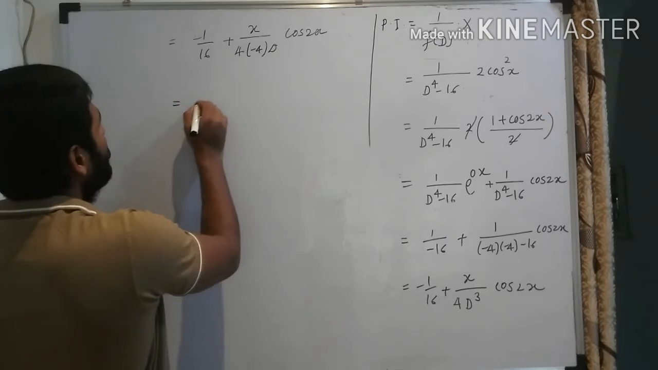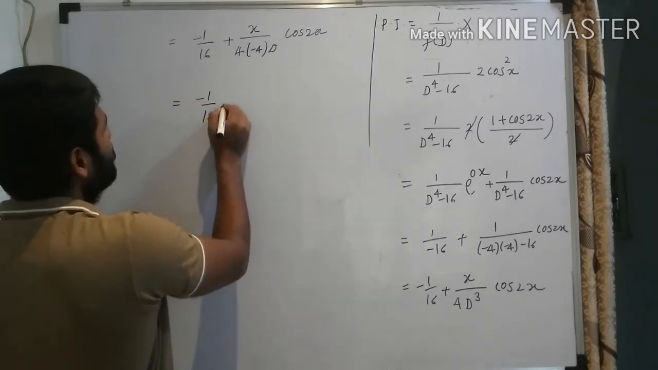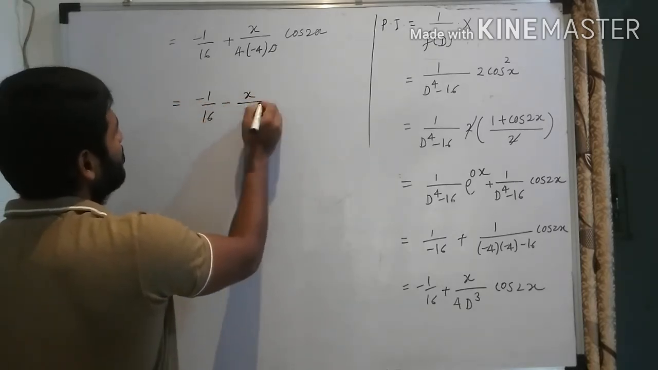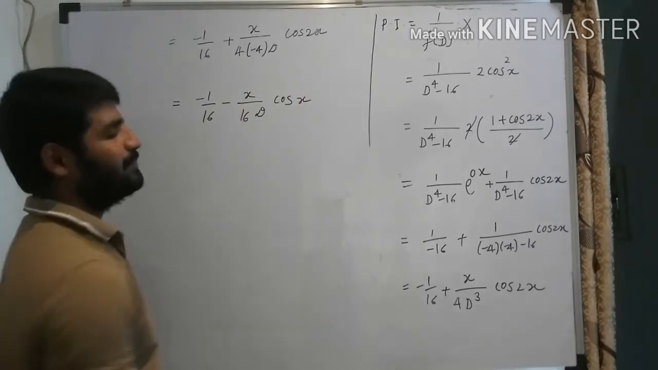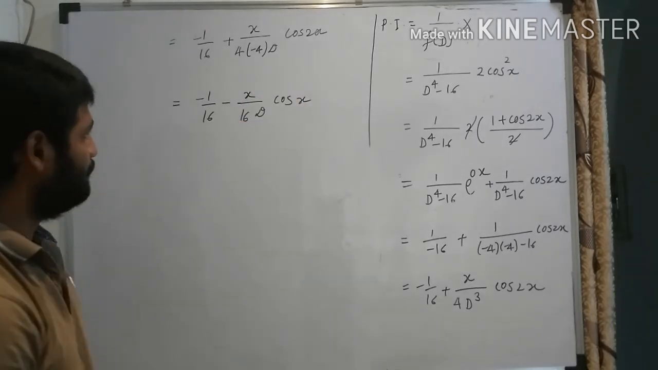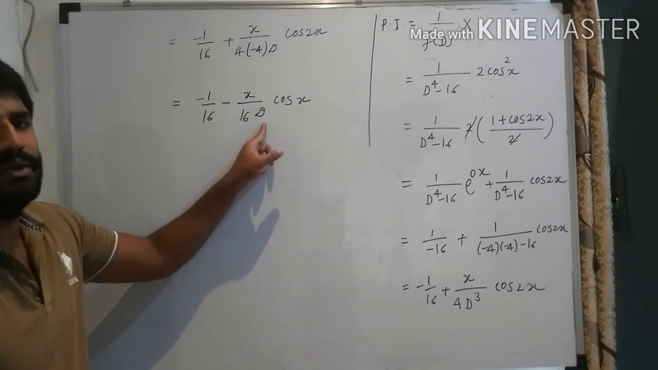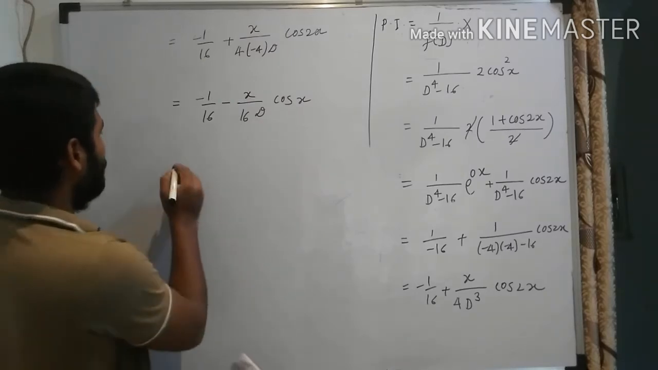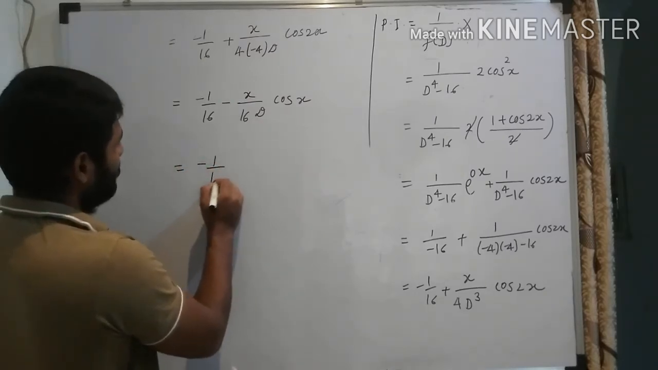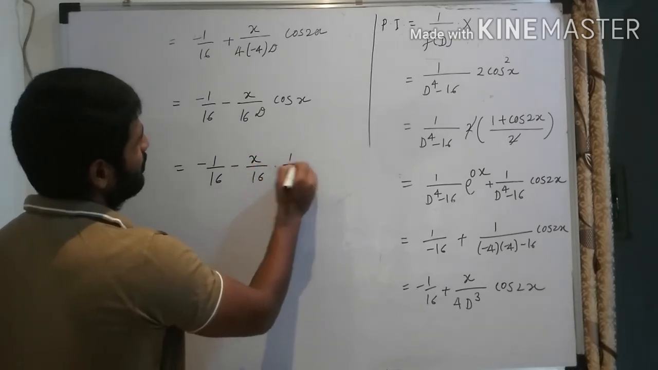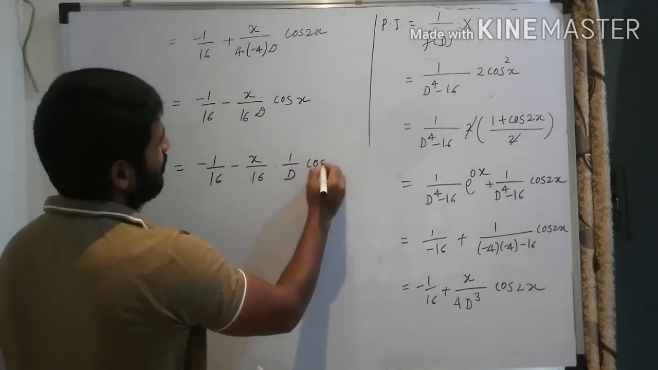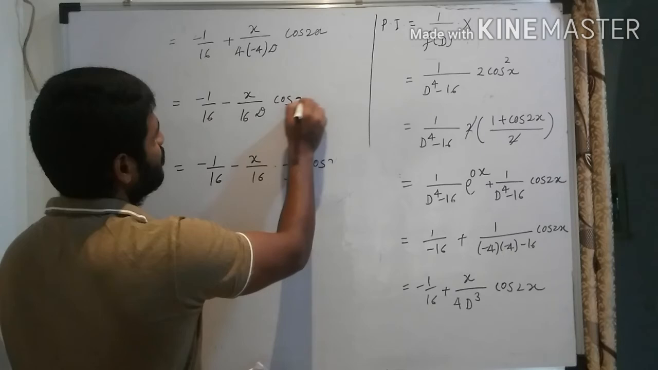That is equal to minus 1 upon 16 minus x upon 16 d into cos 2x. Now see here, here d remains only. So this can be written separately for your better understanding: 1 upon 16 minus x upon 16, 1 upon d into cos 2x, here cos 2x.